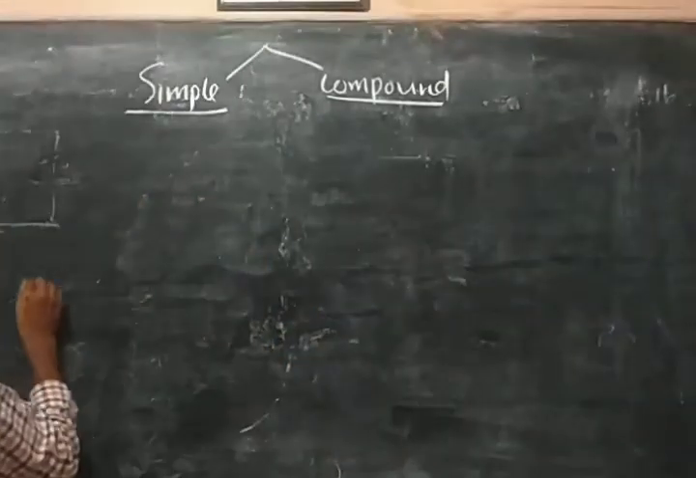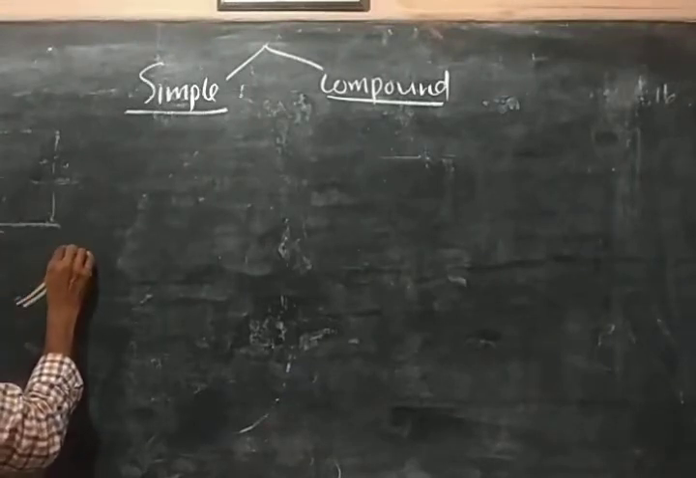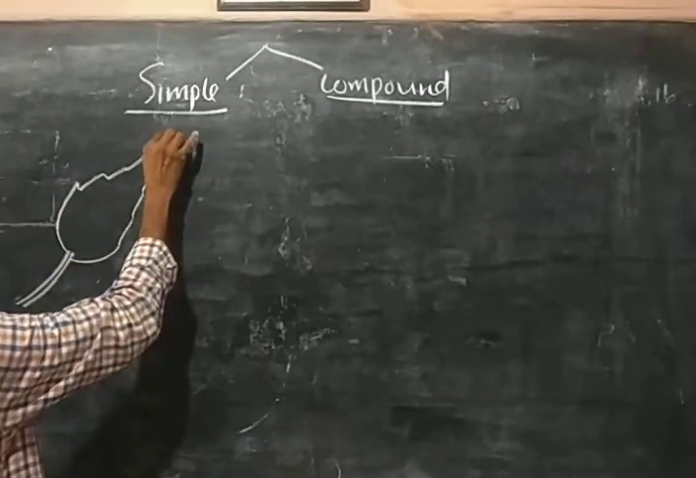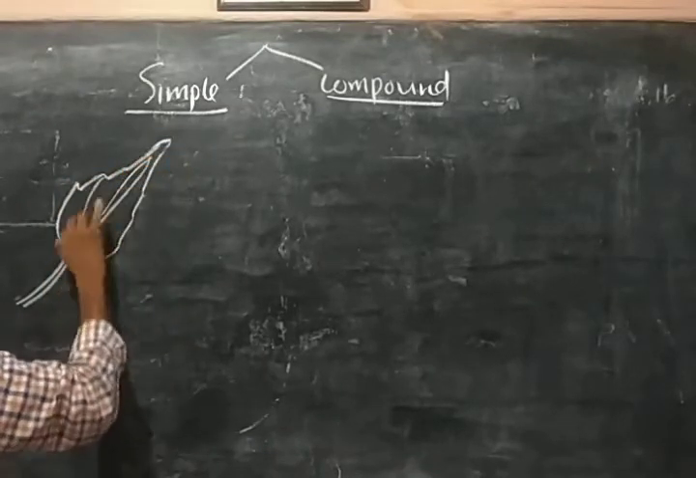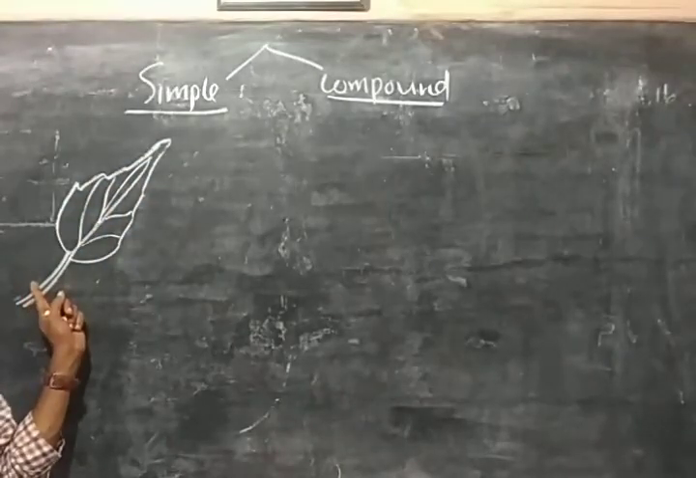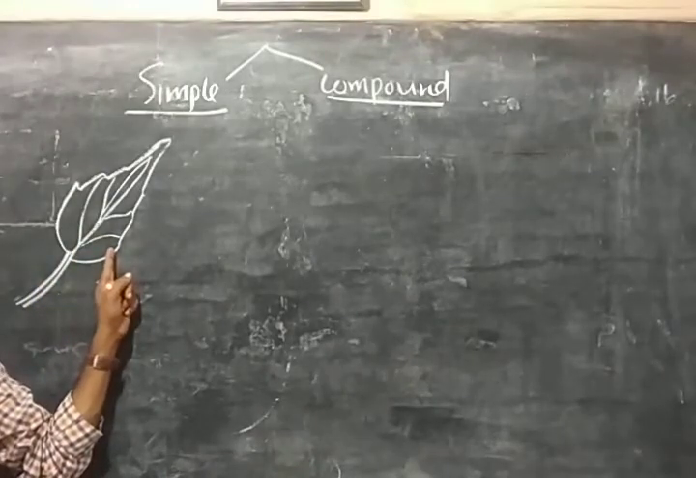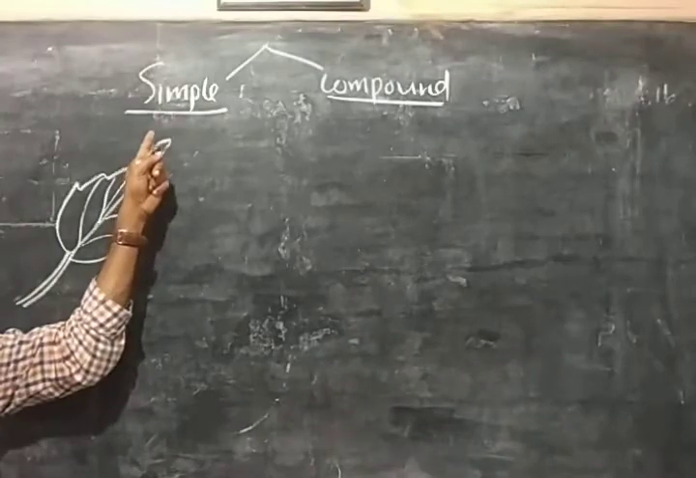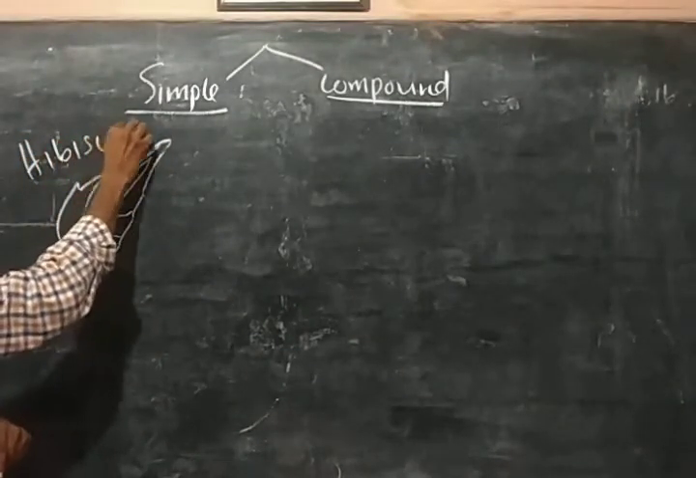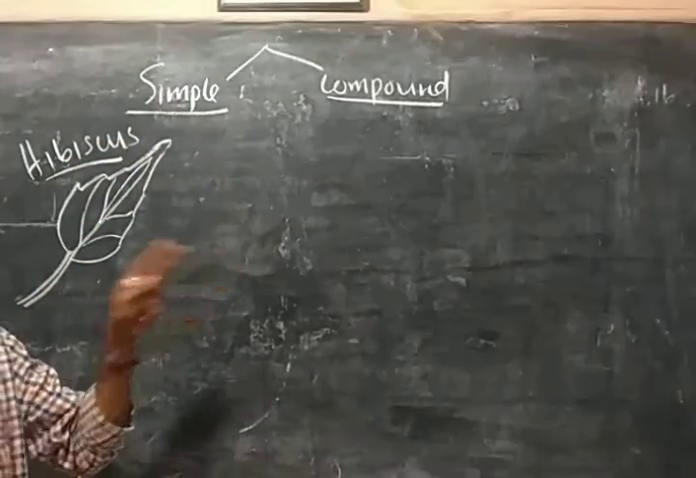For the simple leaf, one petiole contains one lamina. The petiole contains one lamina. This is called a simple leaf. The leaf contains one petiole and one lamina. This is called petiole. This is called lamina. One petiole contains one lamina, it is called a simple leaf, as in the case of hibiscus. Simple leaf. What is a compound leaf?